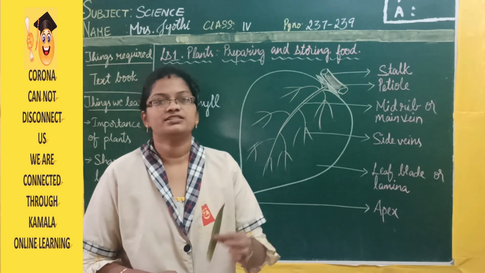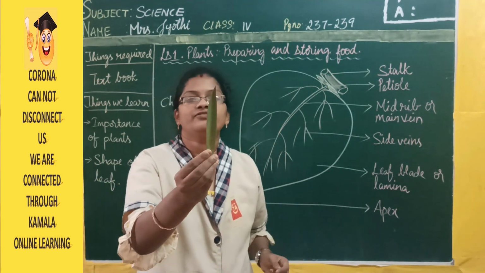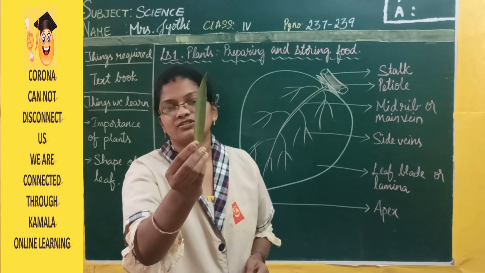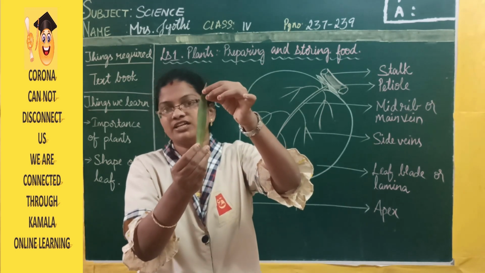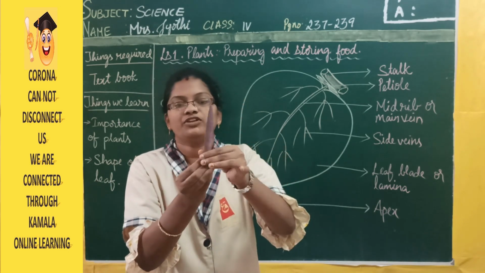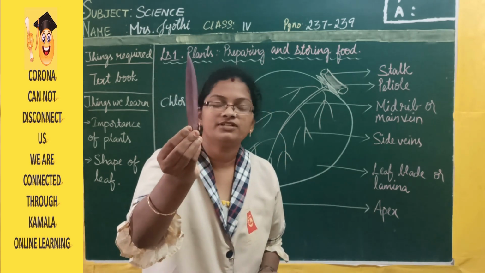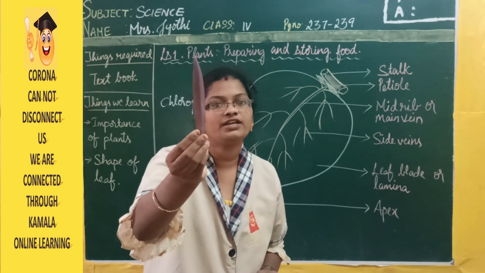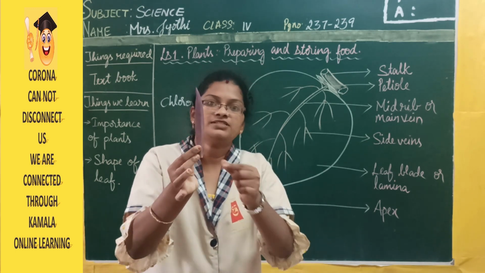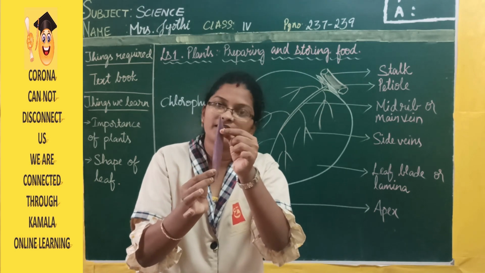Now see here this leaf. This leaf is green in color, that means chlorophyll is present here. This is the front side of the leaf. Now when you turn the leaf, which color is it? It is purple or violet in color, isn't it? That means on this side the chlorophyll is absent.